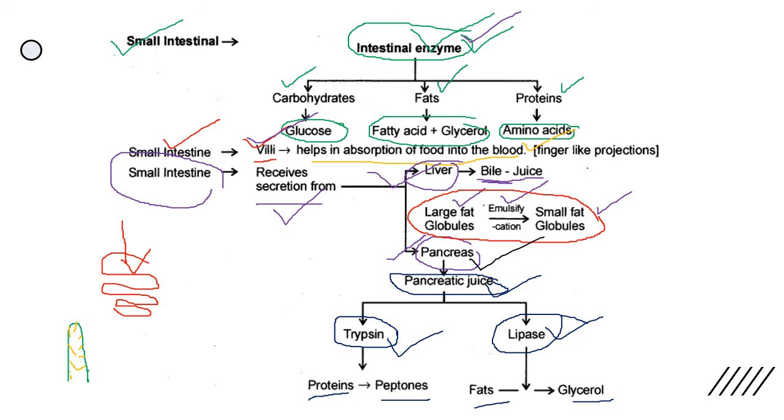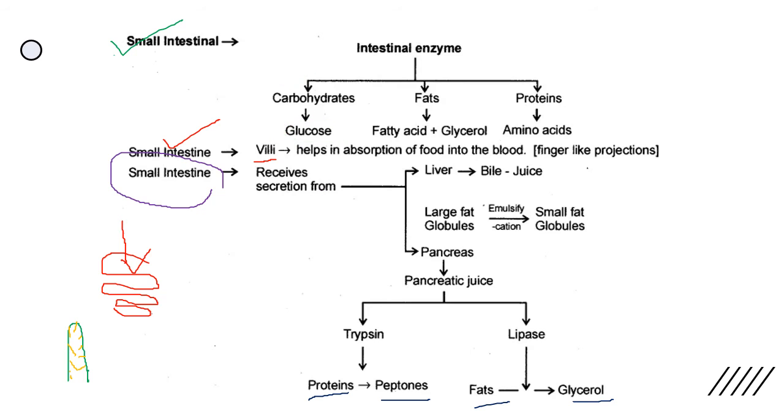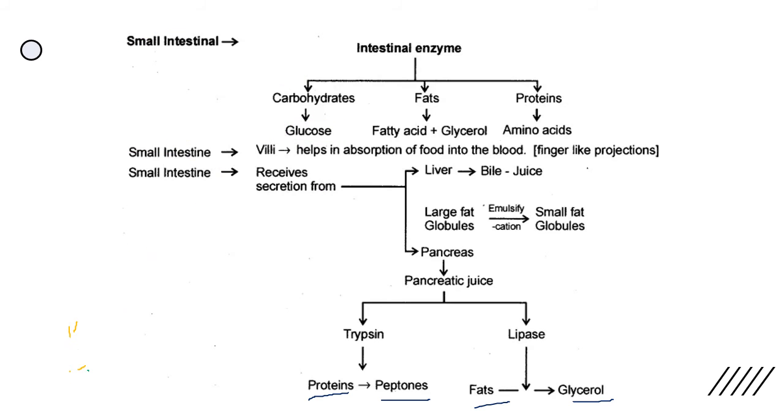So you have to remember this very carefully. All these are very essential. You need to know which of the enzymes are responsible for digesting what. For example, you need to remember these intestinal enzymes. What they do: carbohydrate is digested into glucose, fat into fatty acid and glycerol, proteins into amino acids.